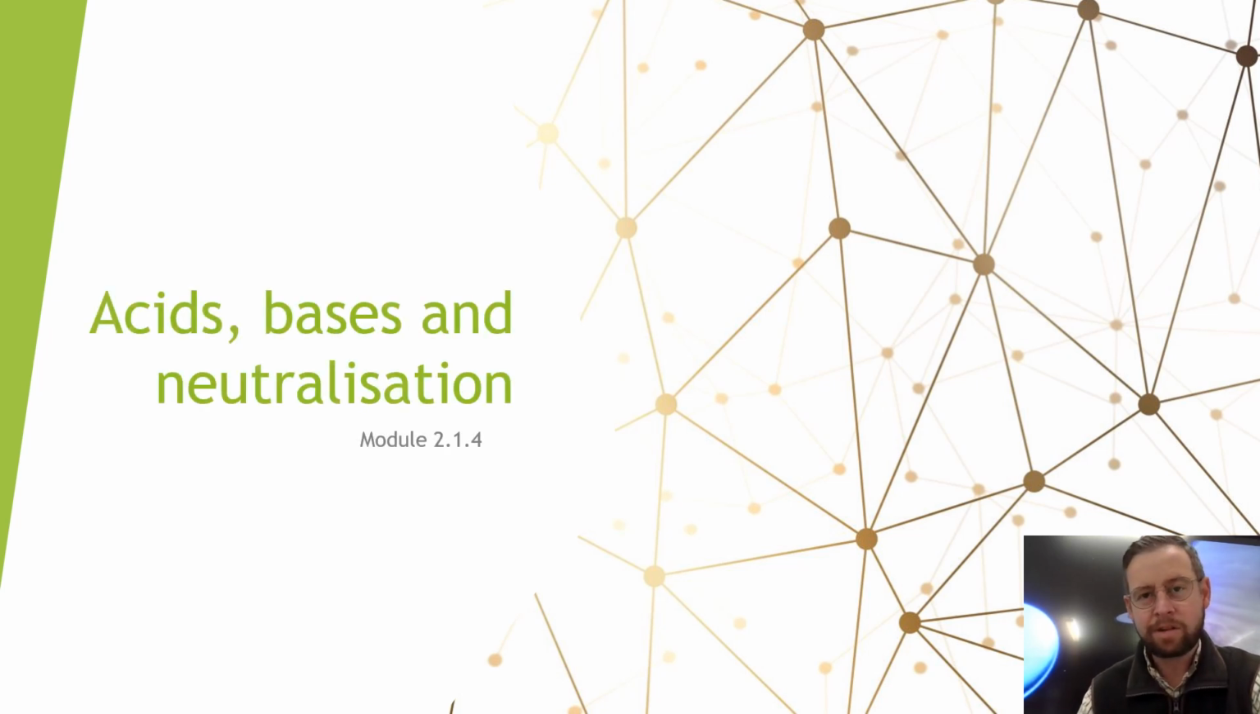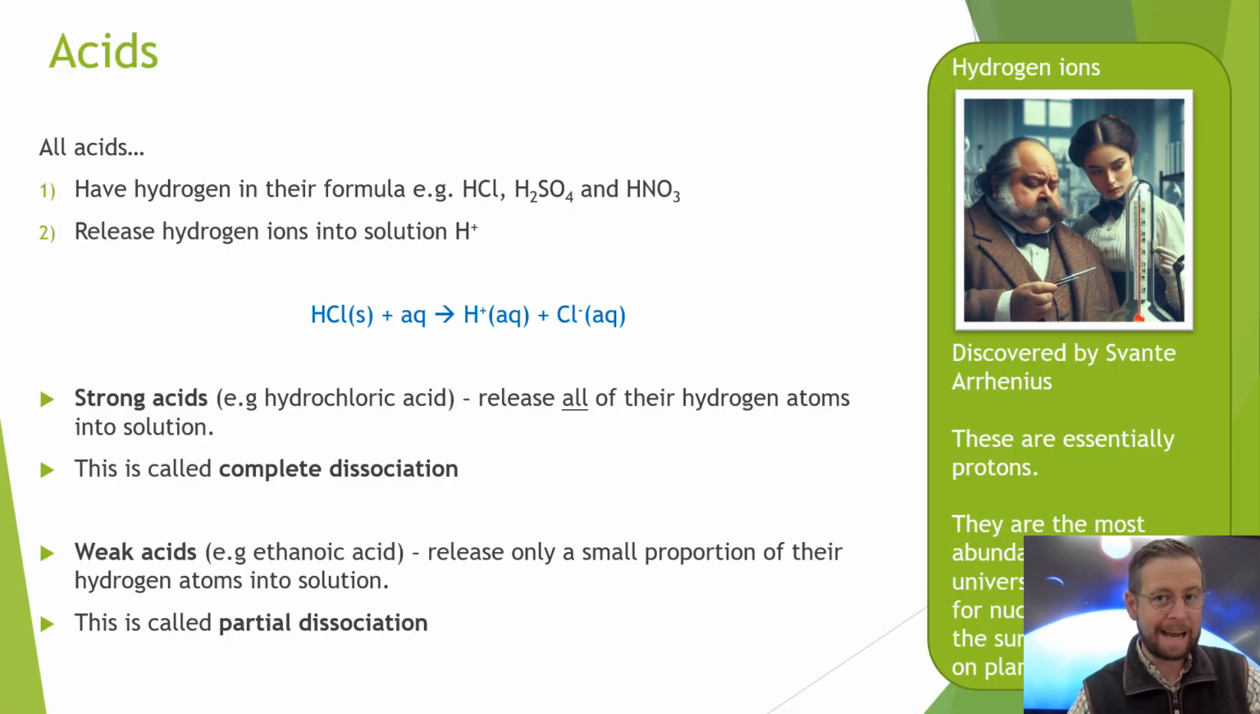So let's talk about chapter 4. In this chapter, we're going to discover everything about acids, bases, and alkalis. So let's first talk about those acids. What acids have in common is they all contain hydrogen.